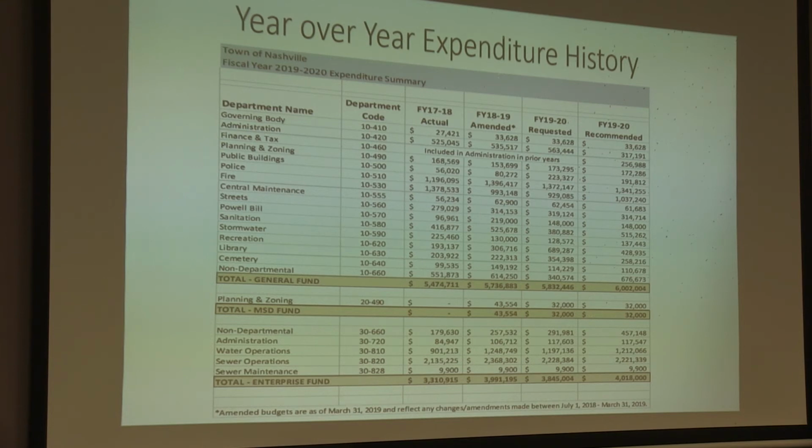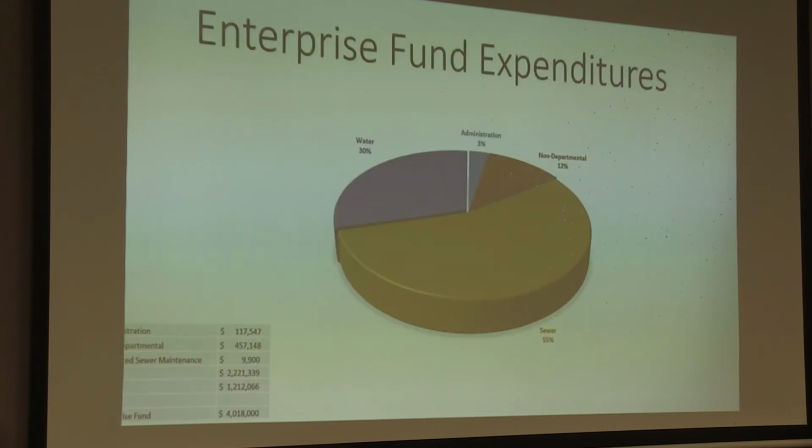Figure 4, which follows, gives a breakdown of expenditures by the department, by the enterprise fund. And you can note that the largest two categories of expenditures are services to our citizens through the provision of water, 30% of the fund, and sewer, 55% of the fund.